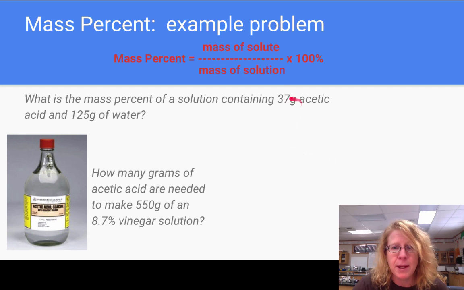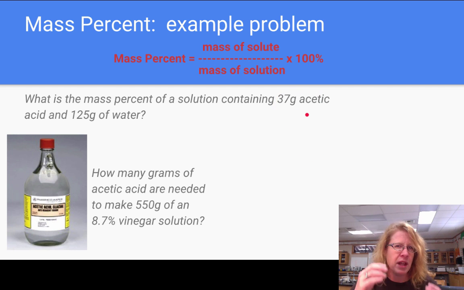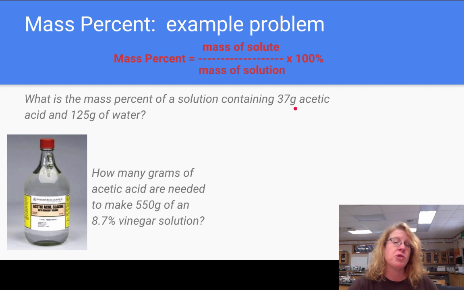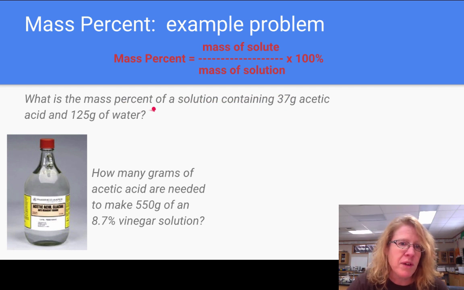It's important to go through your idea of thinking, what do these numbers mean? This 37 grams of acetic acid, is that mass percent, mass of solute, or mass of solution? In this particular case, this acetic acid has got to be my solute, because I'm making a solution with that. So this would be the number that goes on the top of my equation. And there's 125 grams of water.